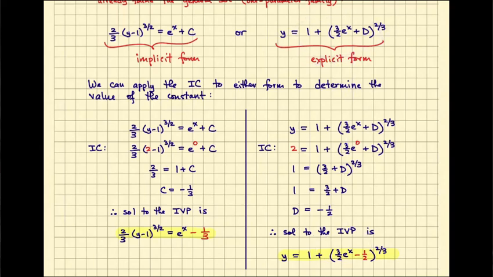So in the homework, you're going to see a little bit of both of these, where you're asked to solve sometimes to just find the general solution because you don't have an initial condition. Sometimes you're asked to put it in explicit form. Sometimes you're going to leave it in implicit form. But all of these examples should help you take care of those.